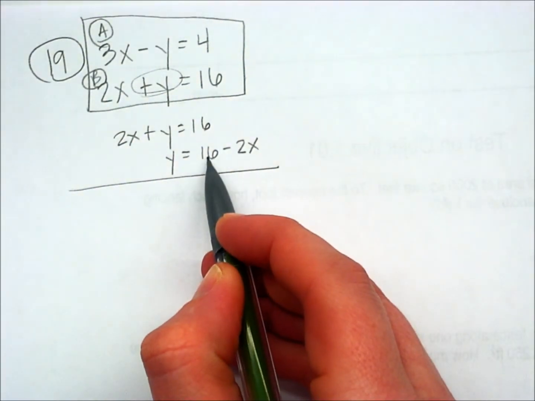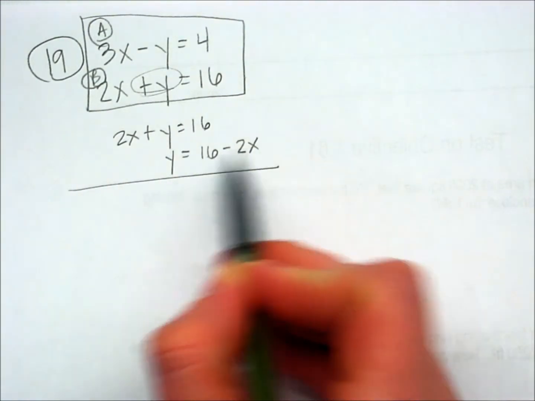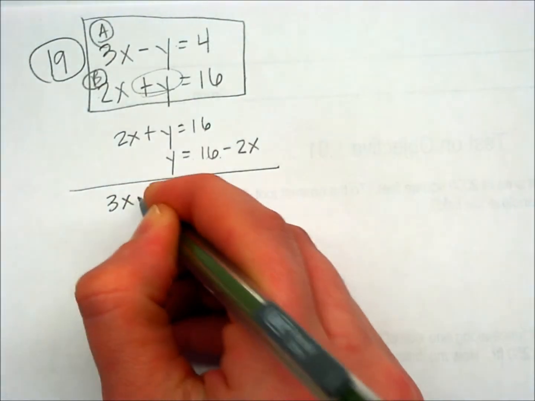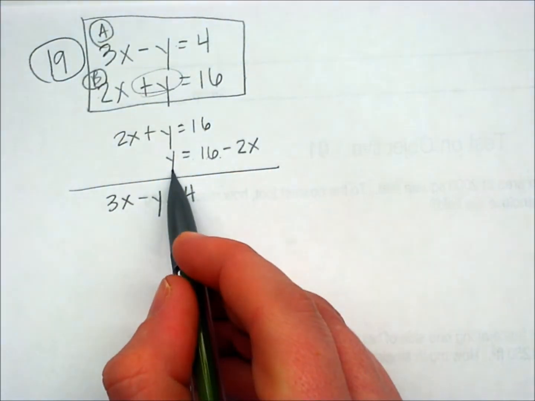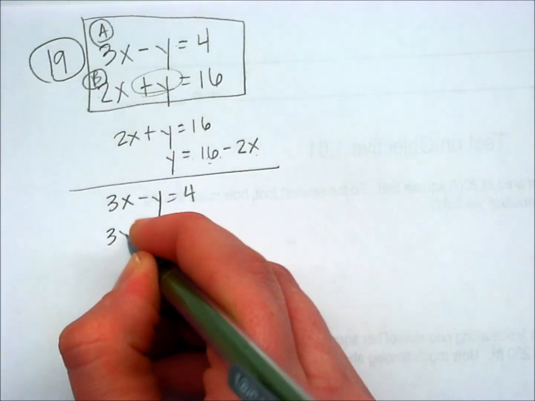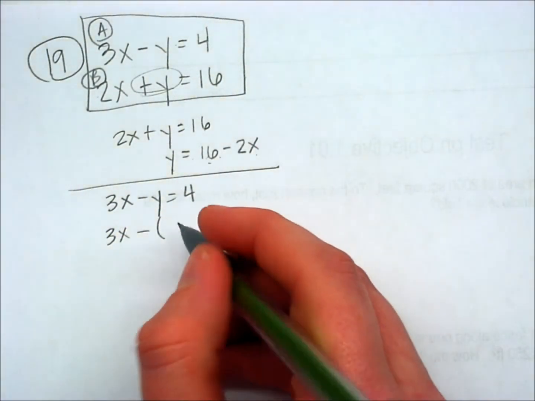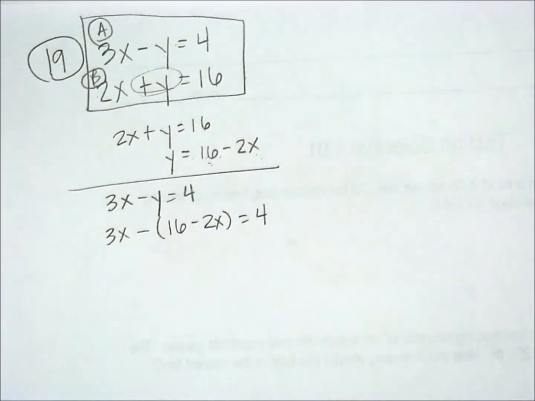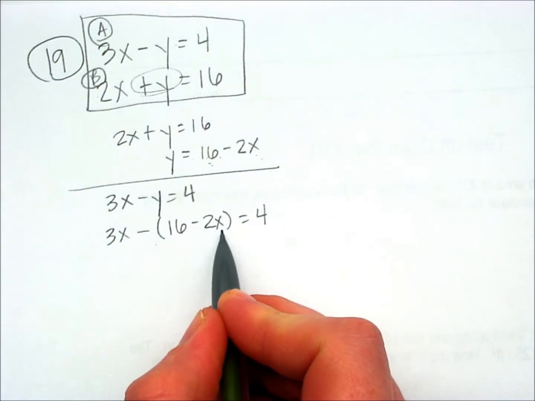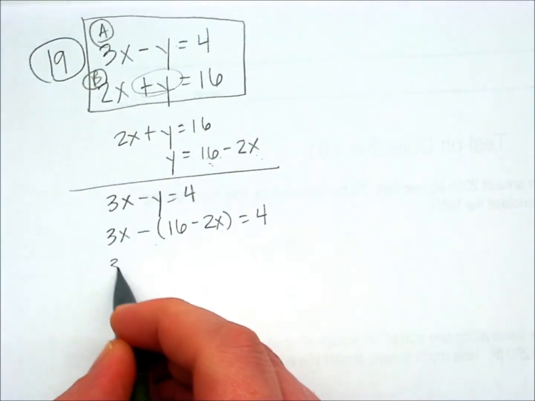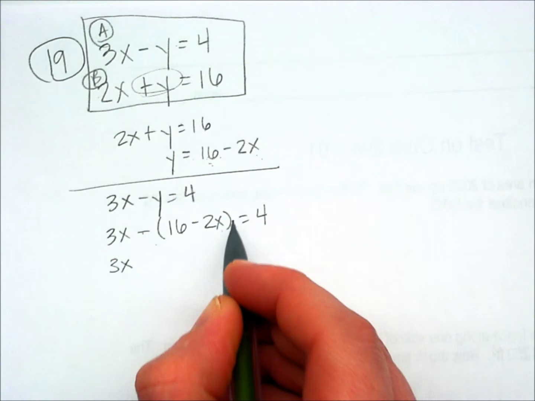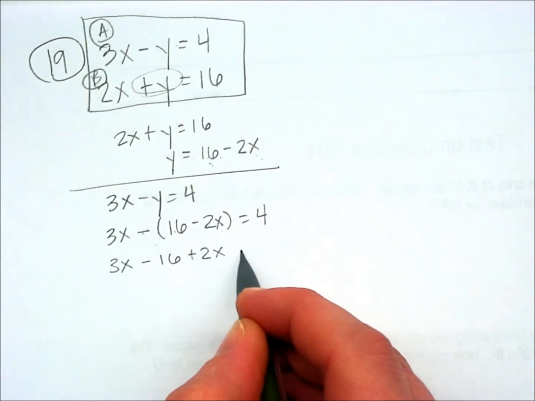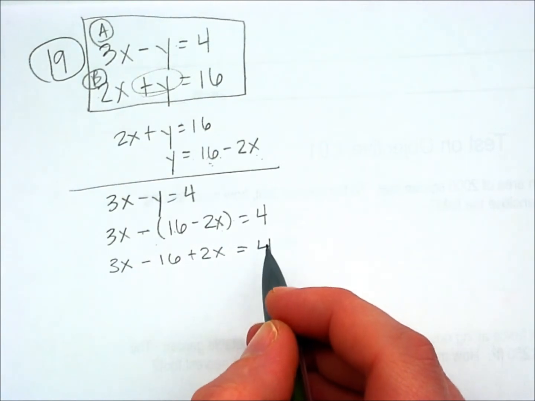Now this can be substituted into the equation I didn't use. I used B here, so I need to use this in equation A. Instead of y, I'm going to write 16 minus 2x. So 3x minus, I'm going to put 16 minus 2x in parentheses. Careful here. You cannot just drop the parentheses. You can think of this as distributing the negative sign. So that really changes the sign of everything inside of the parentheses. Becomes minus 16 plus 2x.